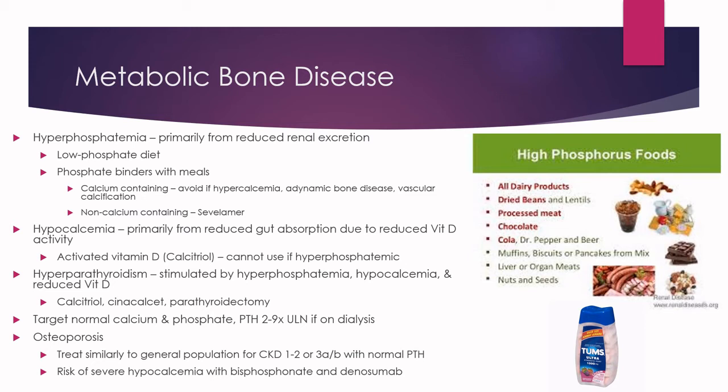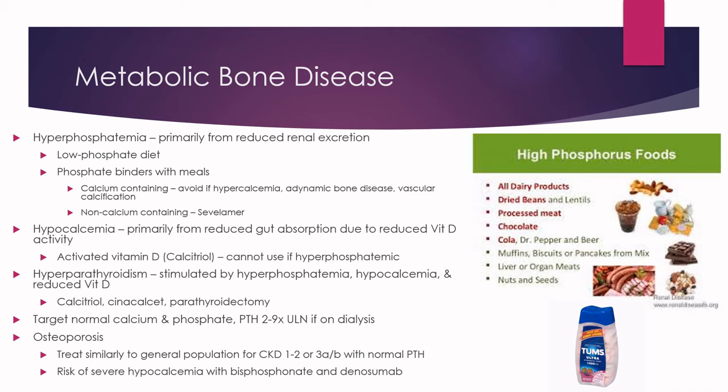Hypocalcemia primarily results from reduced gut absorption due to reduced activated vitamin D. To mitigate this, activated vitamin D can be prescribed. However, remember that vitamin D increases calcium and phosphate absorption from the gut, and so calcitriol needs to be used cautiously in patients who have problems with high phosphate. Hyperparathyroidism results from stimulation from hyperphosphatemia, hypocalcemia, and reduced vitamin D. Therapeutic options include calcitriol, cinacalcet, and parathyroidectomy.